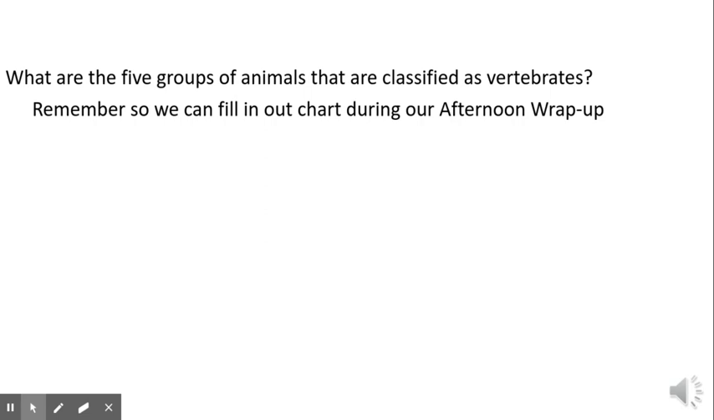What are the 5 groups of animals that are classified as vertebrates? Let's see, can you remember the 5 groups of animals that we've talked about so far? We've talked about mammals, amphibians, reptiles, birds, and fish. So make sure you remember those 5 because we're going to use what we remember to fill in our classification chart in our afternoon wrap-up.